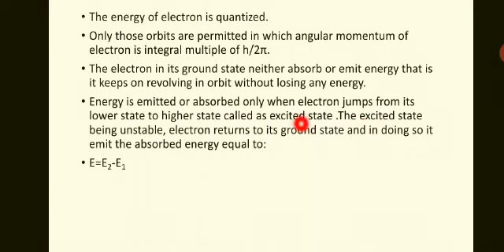The excited state of an electron being unstable, the electron returns to its ground state, and in doing so it emits or loses the absorbed energy, which is equal to E is equal to E2 minus E1. E2 is the energy of the higher energy level or shell, and E1 is the energy of the lower shell in which the electron comes back.